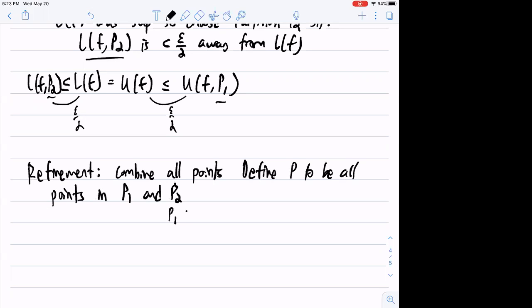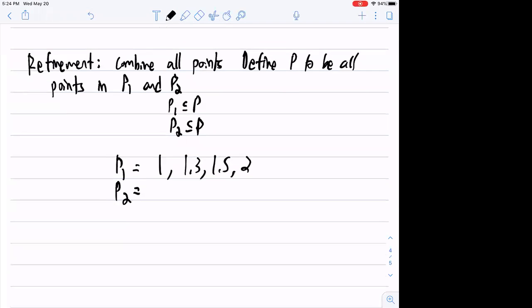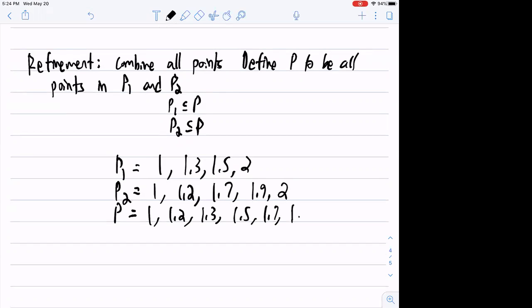So we certainly have this. If I add in more, let me just do an example so everyone's clear. If P1 is the partition given by 1, 1.3, 1.5, 2, and P2 is, I'm really bad at making up numbers, 1, 1.2, 1.7, 1.9, 2. Then P is the combination of them: 1, 1.2, 1.3, 1.5, 1.7, 1.9, 2.